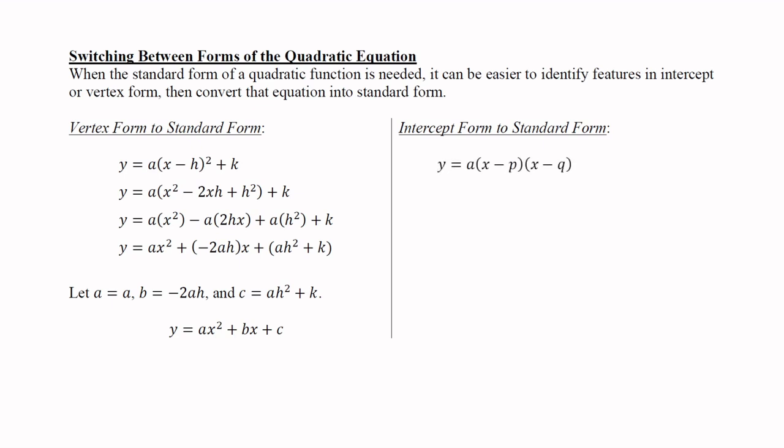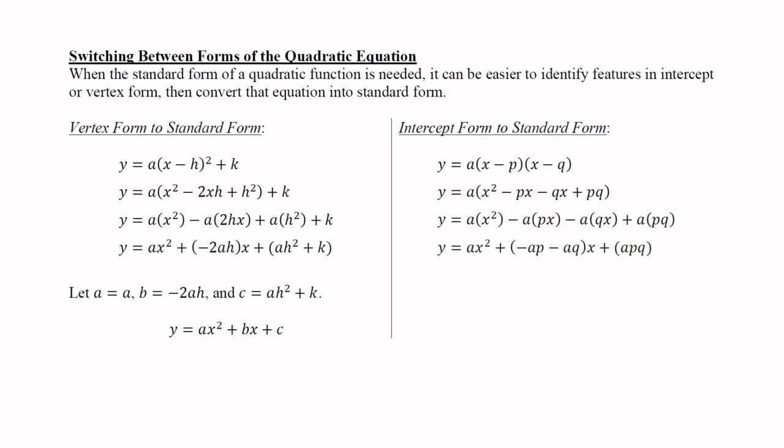Intercept form, we can do a similar thing. Let's first expand that binomial by multiplying it out. Let's distribute the a across. And then let's group some things together and get our coefficient for x, get our constant on the end. Let's let a equal a, b equal -ap minus aq, and c equal apq. And that gives us our standard form. Now, this doesn't seem very straightforward when we're only working with variables. It will seem a lot easier when you are working with actual numbers.